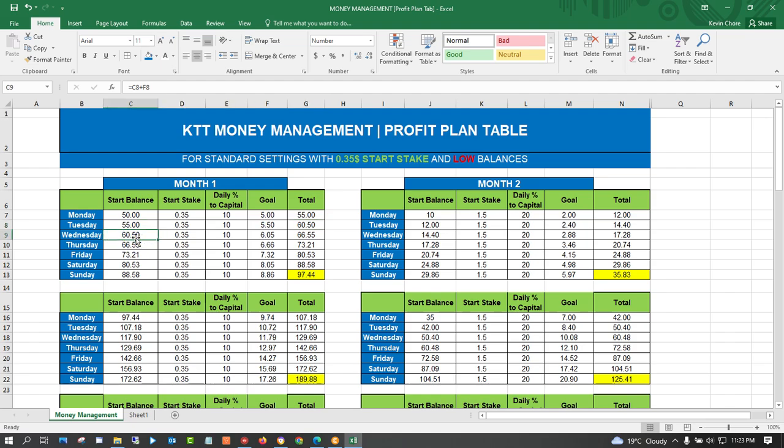Now this is the opening balance. We target 10% of it, $6.05. So with the $60, you only make $6 per day, and you're done. You see, that's how you manage yourself, guys. Because if you don't manage yourself, then you'll end up losing everything.